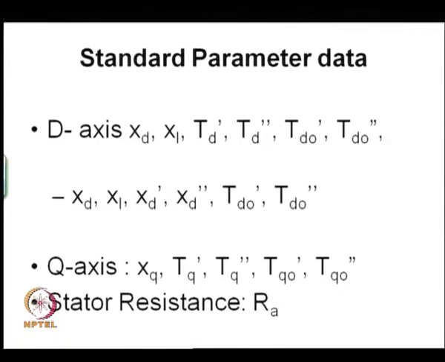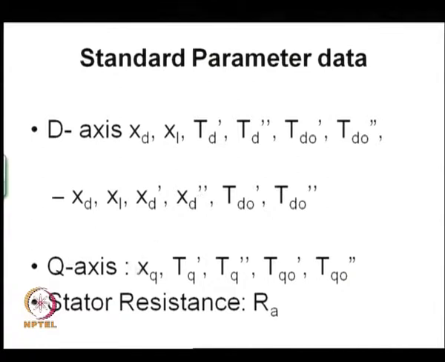If you look at what we did in the previous few lectures, we normally get a set of data called a standard parameter set. In the d axis, you have x d, x leakage, T d dash, T d double dash, T d 0 dash and T d 0 double dash. Alternatively, instead of 2 time constants, you may be given x d dash and x d double dash, but they are all interrelated. So, you could be given the first set of data or the second set of data or both.